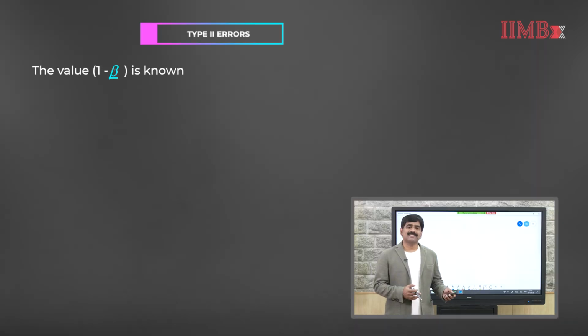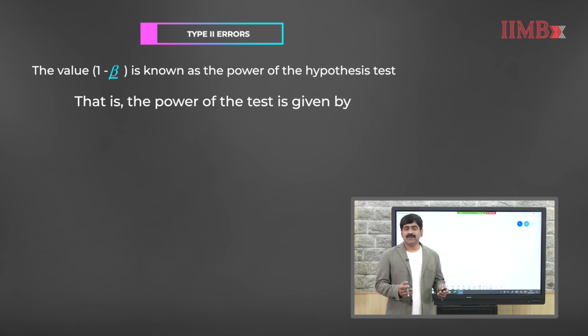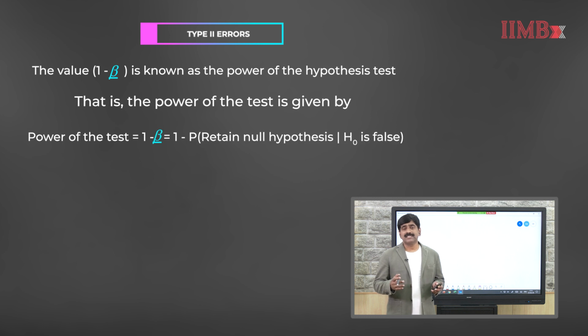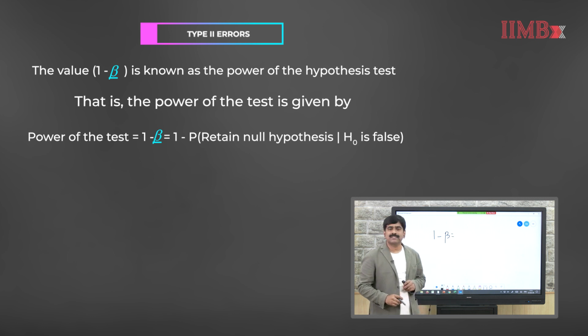The value 1 minus beta is known as the power of hypothesis test. That is, the power of hypothesis test is given by 1 minus beta, which is 1 minus the probability of retaining the null hypothesis given H naught is false. That is, 1 minus beta is the power of hypothesis test.